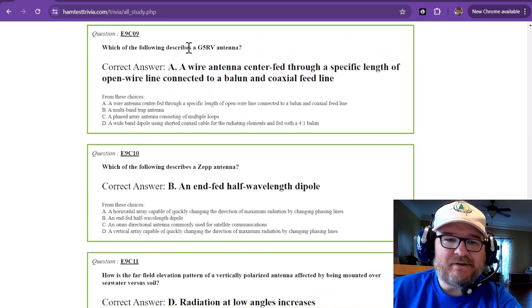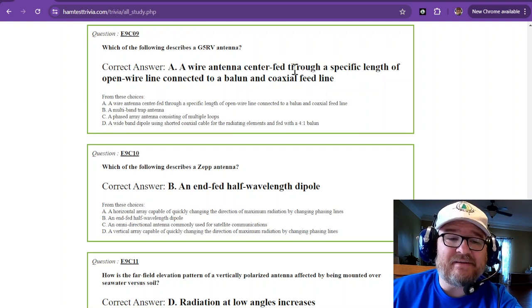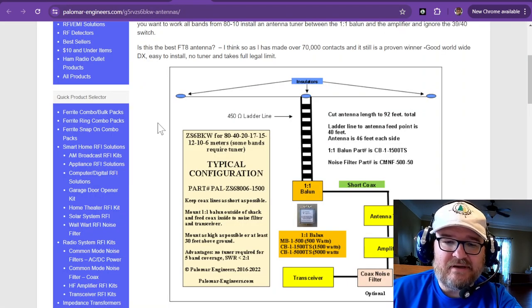Which of the following describes a G5RV antenna? It is a wire antenna center fed through a specific length of open wire line connected to a balun and coaxial feed line. So this is the G5RV, and they're very common. These are very common antennas. And cut to 92 feet, it's going to get you all of these wonderful bands right here. Some of them require a tuner.